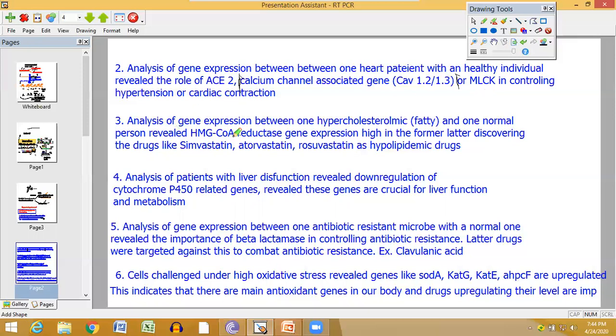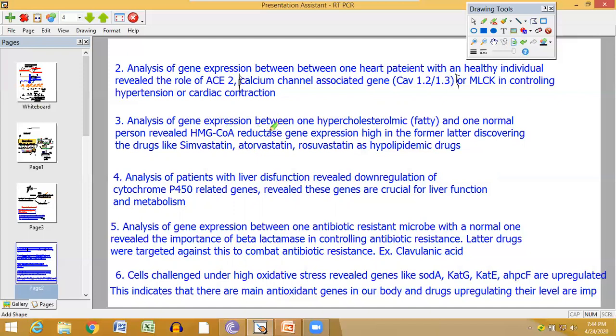Next, there is another example. It has been seen in a hypercholesterolemic patient. Hypercholesterolemic patient means the cholesterol level is higher. Compared to a normal person, it has been seen that an enzyme called HMG-CoA reductase is higher. That means what? This HMG-CoA, beta hydroxy methyl glutaryl coenzyme A reductase, actually forms cholesterol in the mevalonate pathway. So if this enzyme is higher, then cholesterol is more. So hypercholesterolemia is there, fat is there.